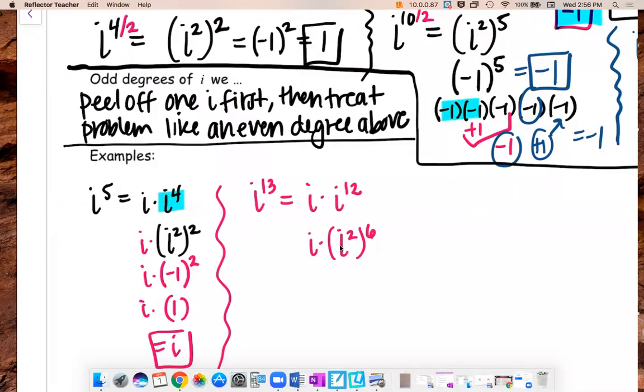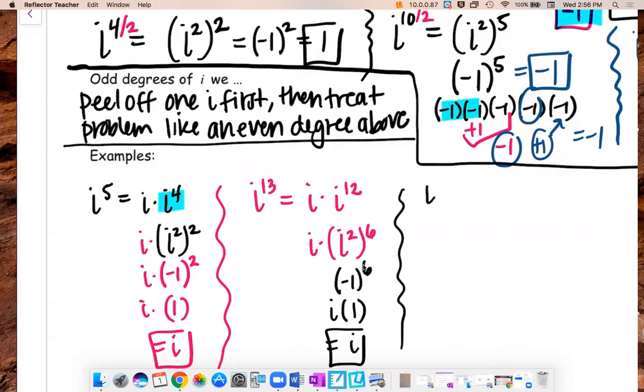Okay, then I'm going to replace this i squared with -1 raised to the 6th power. This is an even degree. So if I take a negative number raised to an even degree, it's going to come out to be positive. So that's +1 times i. This ends up being a positive i again.